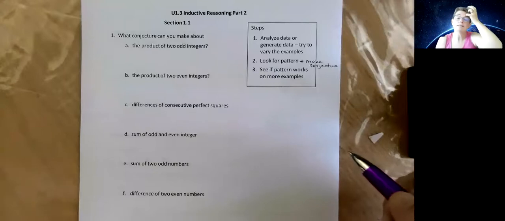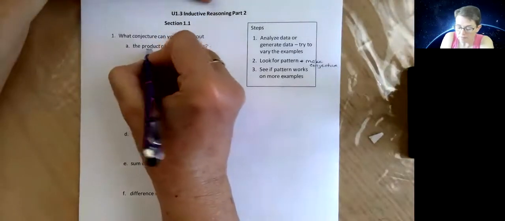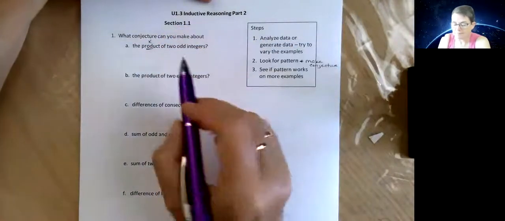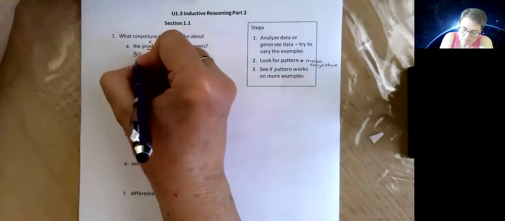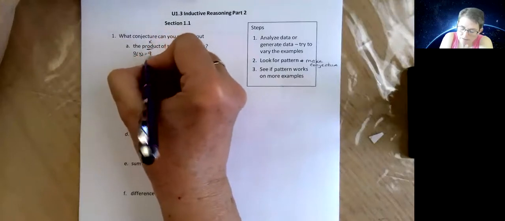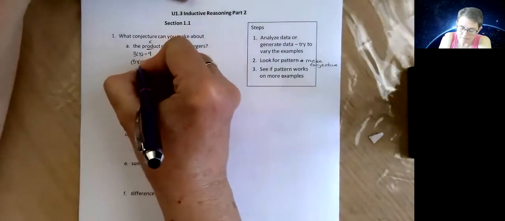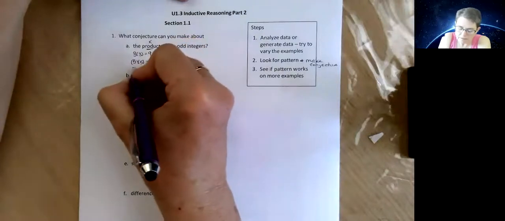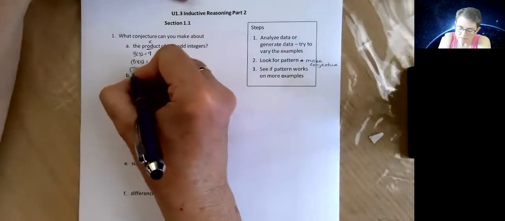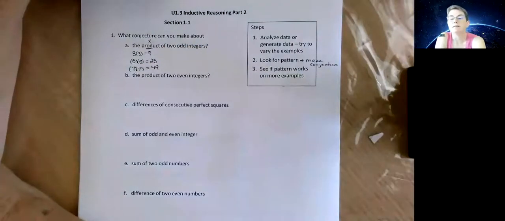All right, we need to do the product of two odd integers. Okay, and remember product means multiplication. So I need to multiply two odd numbers. So 3 and 3 gives me 9. Now I could sit here and do this. 5 times 5 is 25. 7 times 7 is 49.